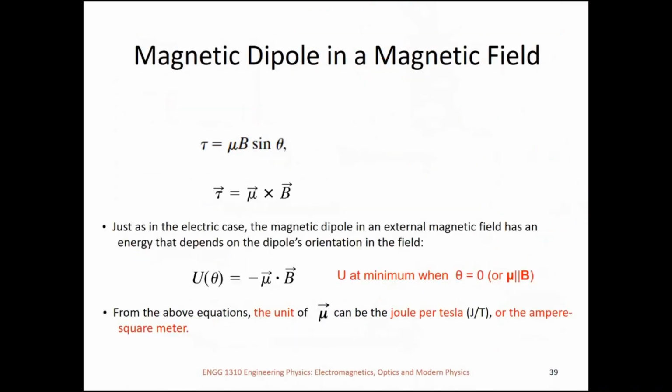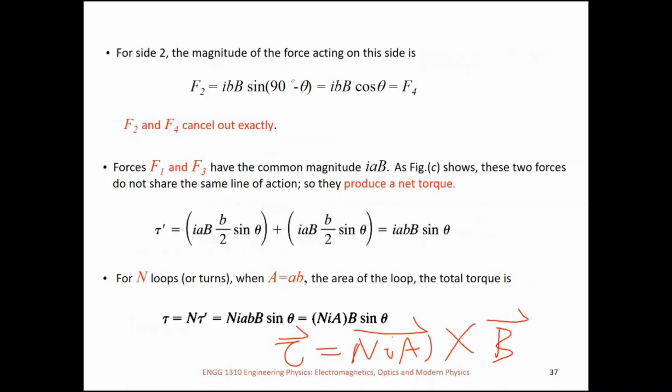Okay, so we can see there would be the magnetic dipole interaction inside the magnetic field. The torque on the coil due to the magnetic field is tau equals mu B sine theta, or in vector form, tau equals mu cross product with B, which is already given here. This is just mu.